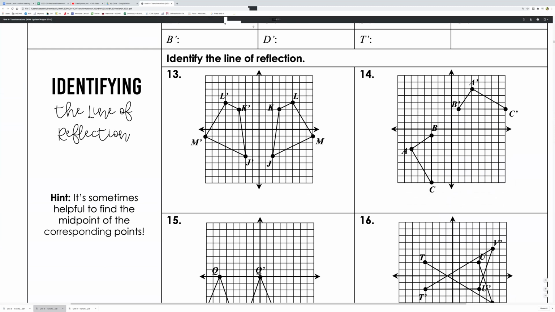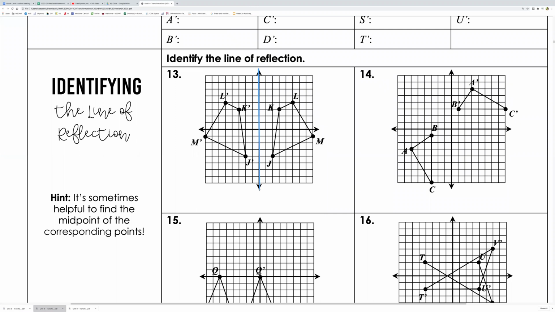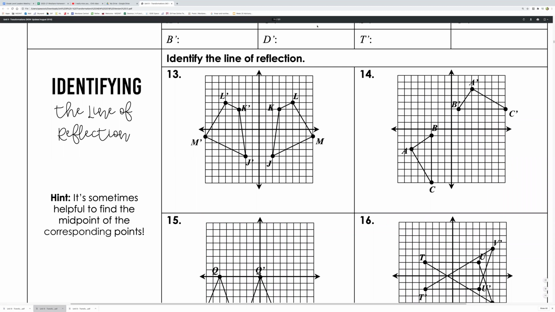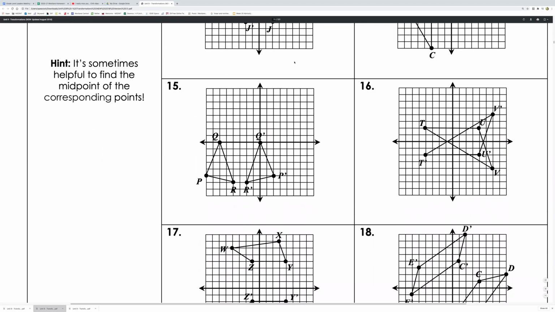So you just kind of have to look at the picture and guess. So I'm gonna guess right here and check it. So K is 1, 2, 3, 1, 2, 3. So I can see there that this is going to be the y-axis. All right, this one, it looks like it's flipped over this line. So again, for those, you just kind of have to look and guess what it looks like it's flipped over. It's okay if you're not quite there yet. I know identifying the line of reflection is a little bit difficult.